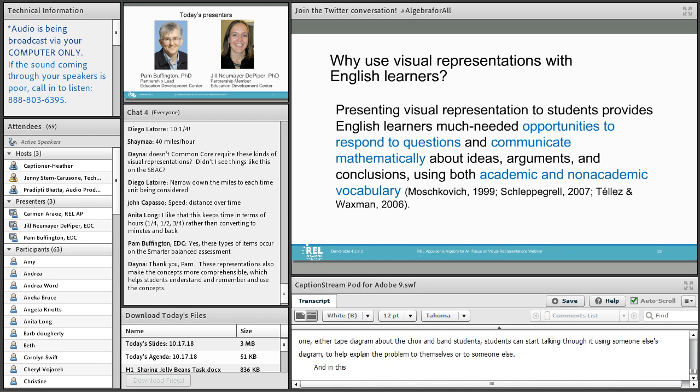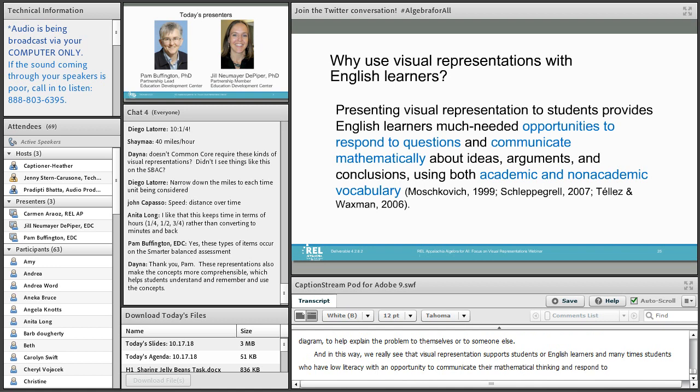And in this way, we really see that visual representation supports students who are English learners and many times students who are low literacy with opportunities to respond to questions and communicate their mathematical thinking. And it can help teachers and other learners make the distinction between what mathematics a student doesn't understand and what reading, literacy, or communication barriers are in the task. Being able to communicate mathematically about ideas and make conclusions or different arguments, a visual representation can help support that conversation.